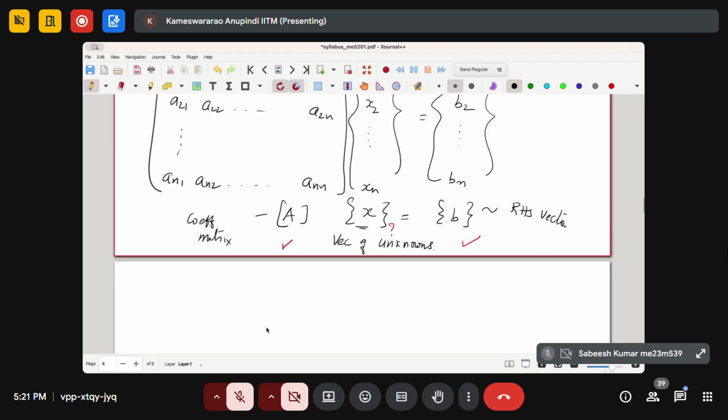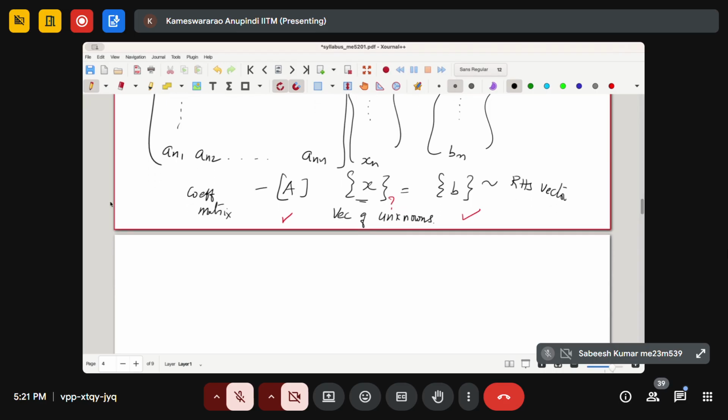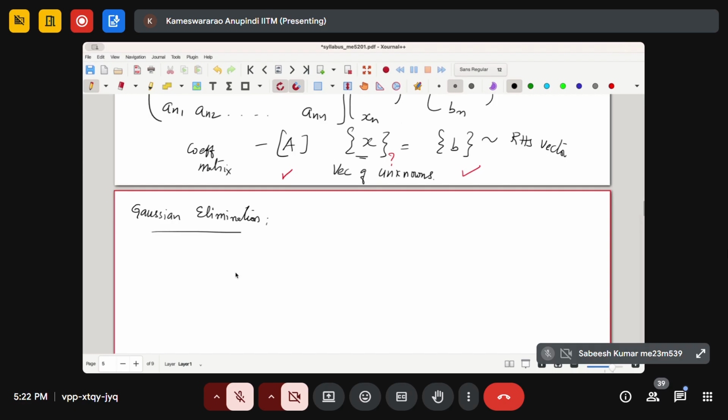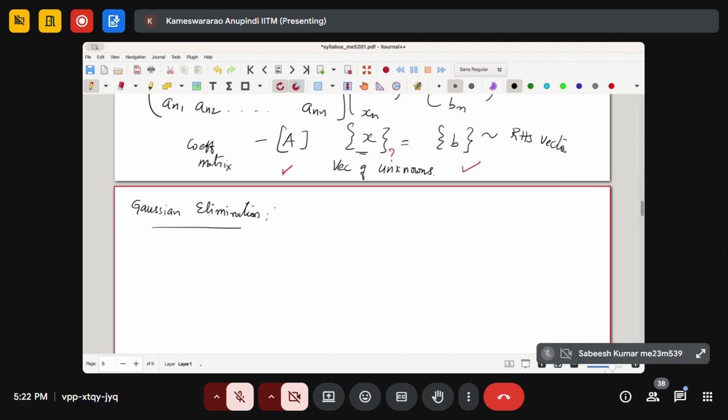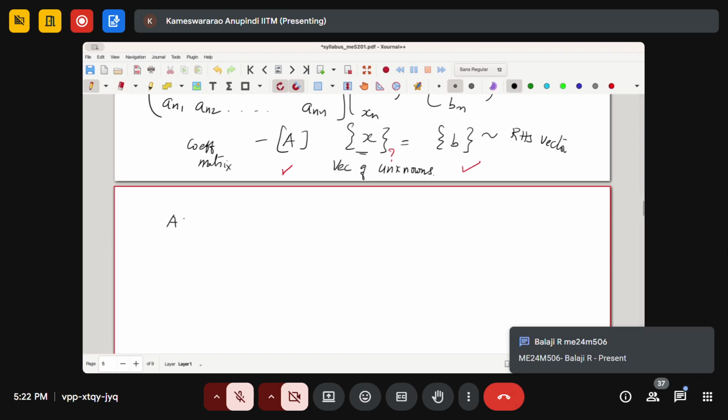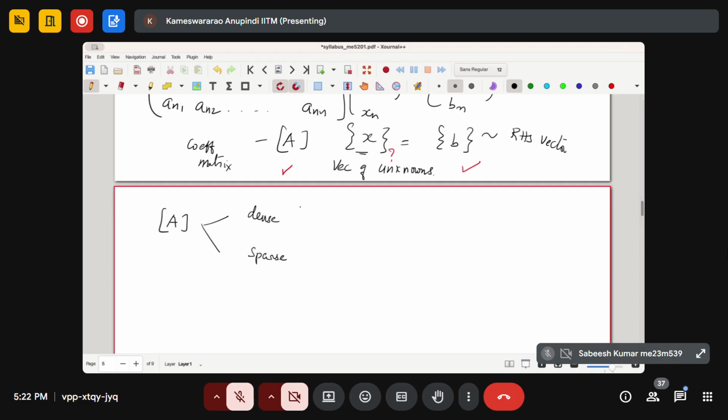So the idea is that now we are going to look at the Gaussian elimination method as a solution of systems of linear equations. Now, what is the idea of Gaussian elimination? Before we go to Gaussian elimination, I want to say a few things about the matrix A. This matrix can be either a dense matrix or a sparse matrix.